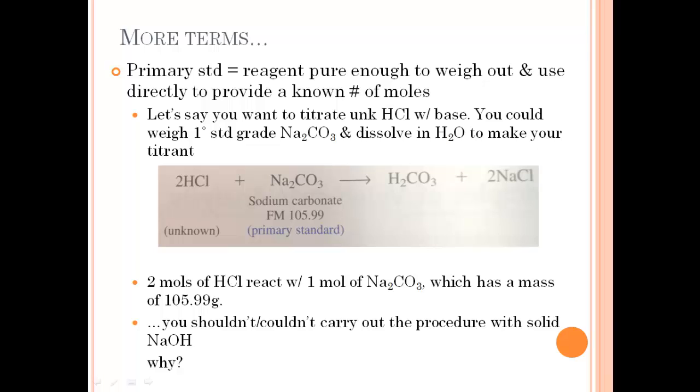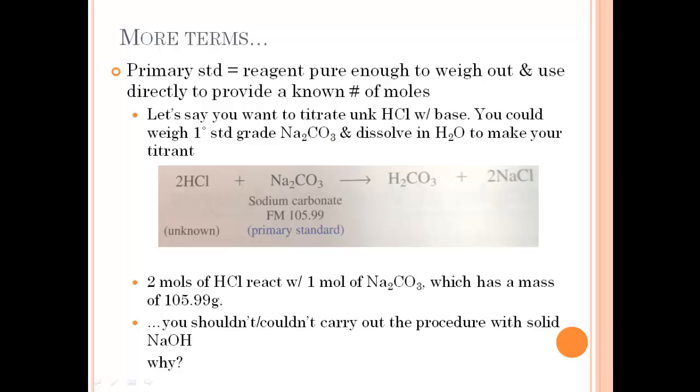The validity of this type of procedure or titration really depends on knowing the amount to high accuracy of one of the reactants. So for example, if you wanted to titrate an unknown concentration of hydrochloric acid with base, you could theoretically weigh out the primary standard grade sodium carbonate and dissolve it in water to make the titrant. Quick question, why shouldn't you use NaOH to carry out this procedure? If you remember, this is exactly what we did in general chemistry. In general chemistry, we had to standardize NaOH.